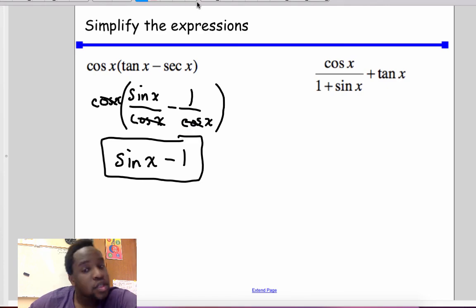All right, and so with that, those are our Pythagorean identities, our reciprocal identities, and our even-odd identities as well. And you should be well on your way to finishing the first homework assignment.